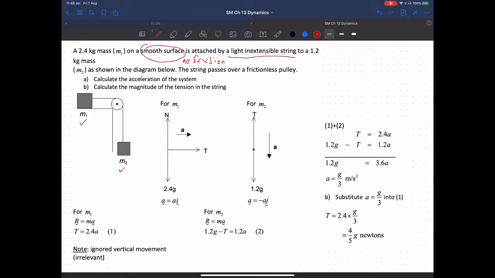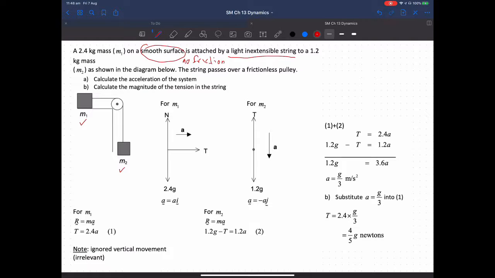The diagram is given to us. It says the string passes over a frictionless pulley, so there is no friction to consider in this problem at all. It asks us to calculate the acceleration of the system. So what we need to do now is indicate all of the forces that are happening. I'm going to draw a force diagram for M1 and a force diagram for M2.